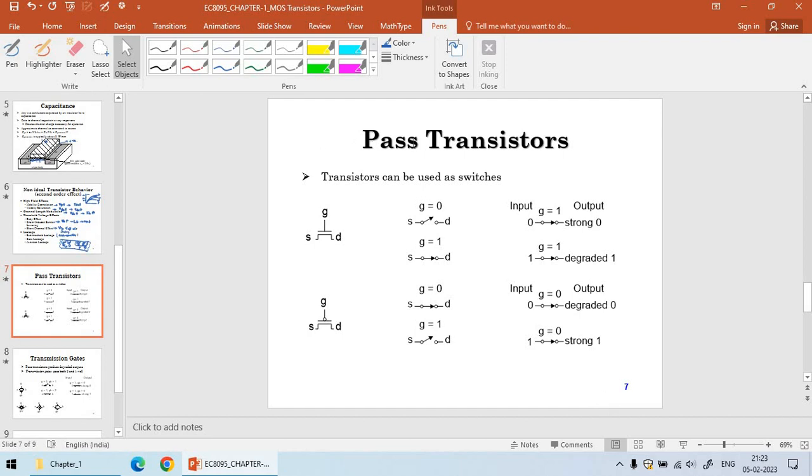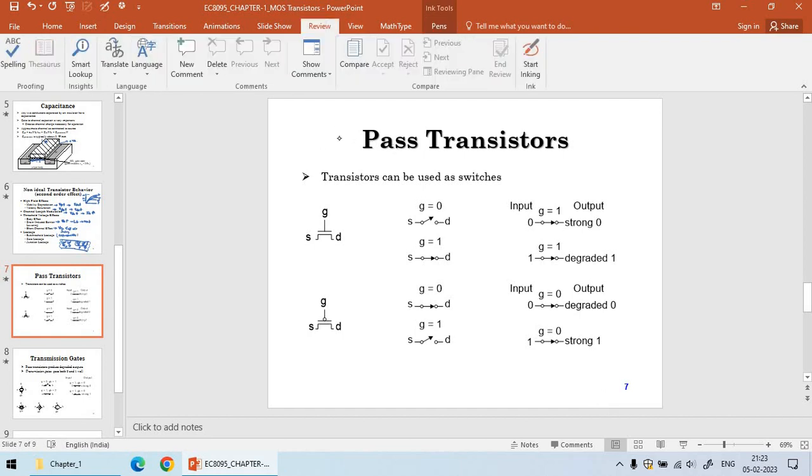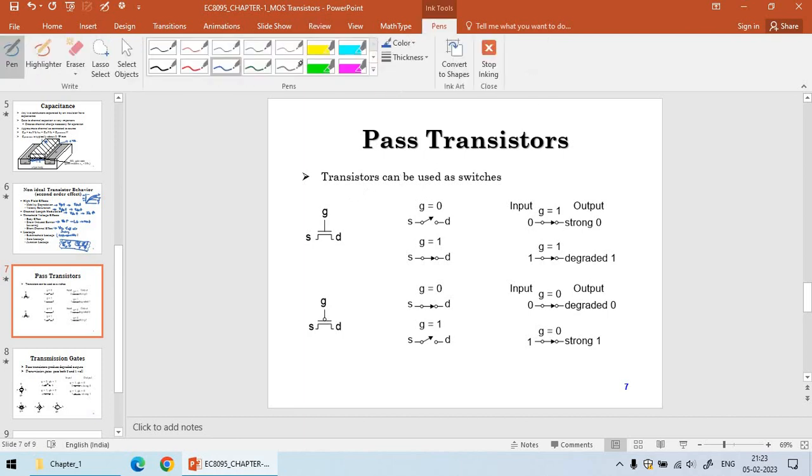We then discuss what is called pass transistor logic. I am going to consider an NMOS transistor. This is source and this is drain. When gate voltage is 0, the connection between source and drain is disconnected, so there is no output. When gate is 1, source is connected to the drain. So when 0 is connected at the input and gate voltage is 1, we want to operate it as an on switch, so we give G equal to 1, input is 0, the output will be transferred, and it is also 0. It is called strong 0.